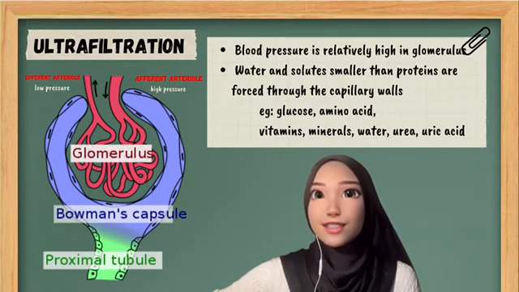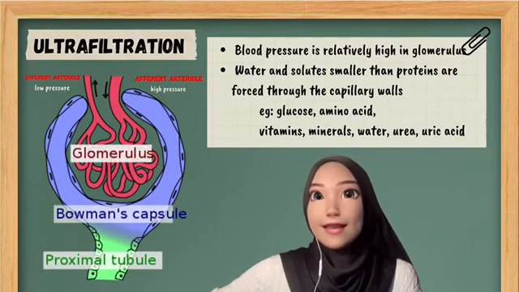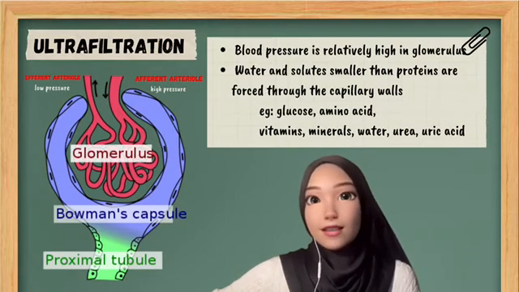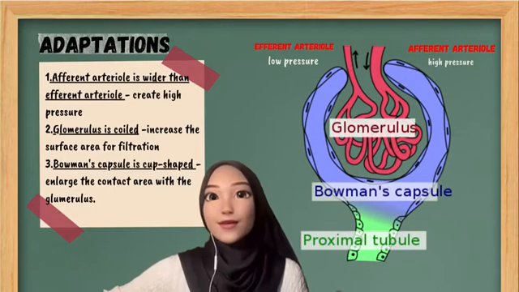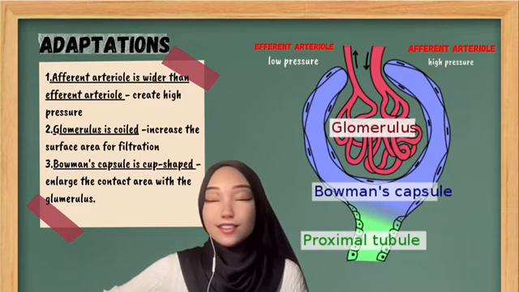So the blood pressure is relatively high in glomerulus, and it causes water and solutes that are smaller than proteins are forced through the capillary walls. Examples of the solutes that are being forced out of our blood is glucose, amino acid, vitamins, minerals, water, urea, and uric acid.